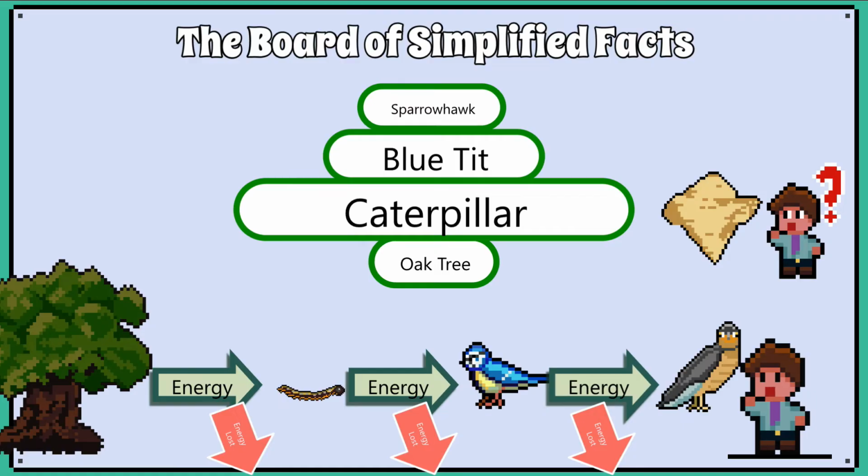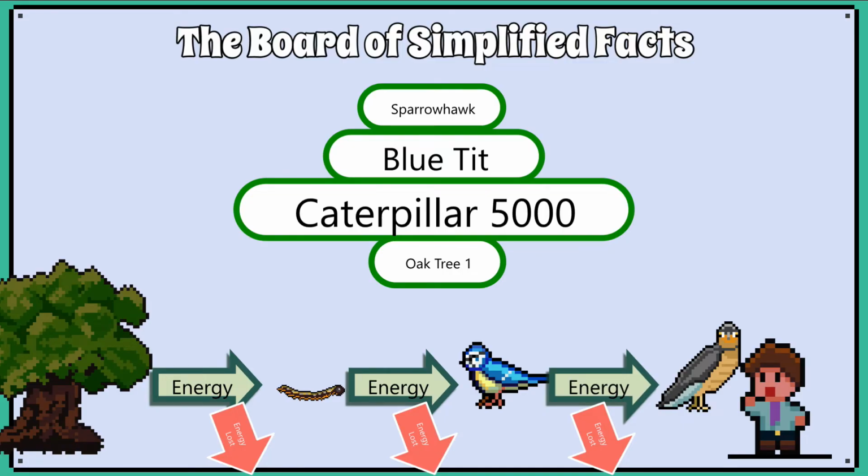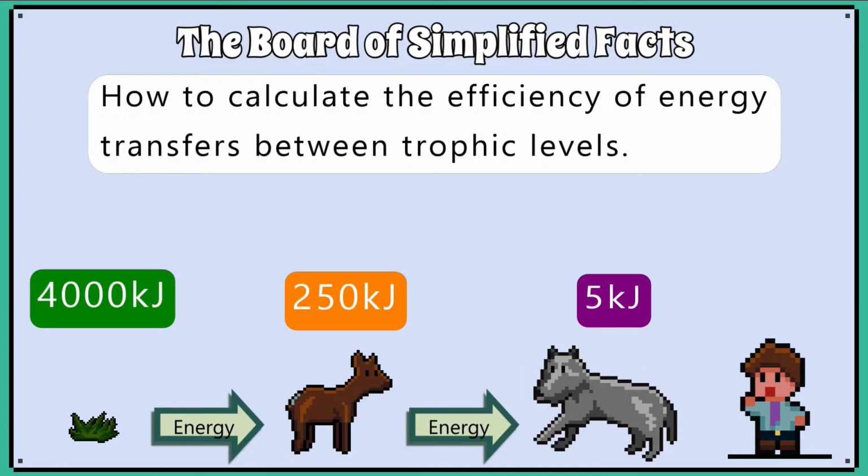If we now use the same food chain but construct a pyramid of numbers, we don't always get the traditional shape, because the number represents the number of individuals of that species. So there is only one tree in this food chain. 5,000 caterpillars, 50 blue tits, 2 sparrowhawks. You need to be able to label and construct your own pyramids of numbers and your own pyramids of biomass for your exam.